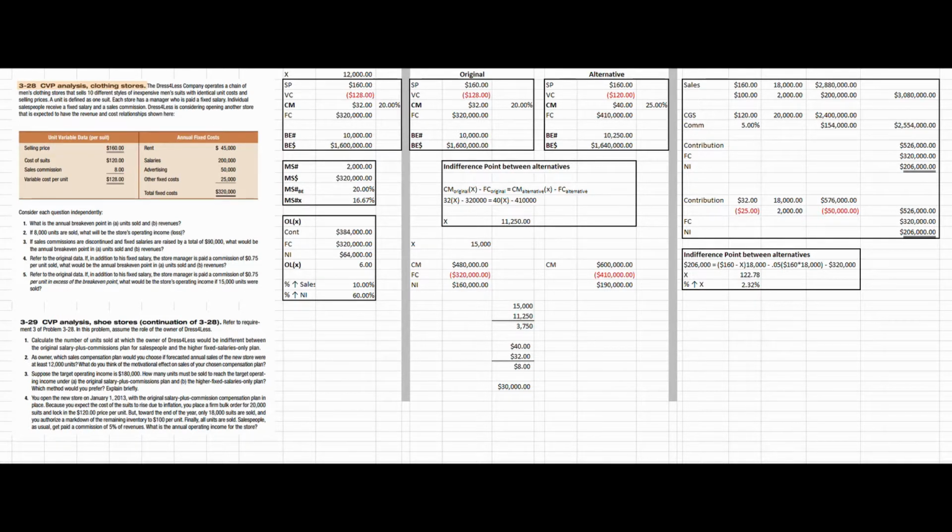Let's assume that my expected level of sales was 12,000 units. What would be my net income? Or my actual level of sales was 12,000 units. What would be my net income?